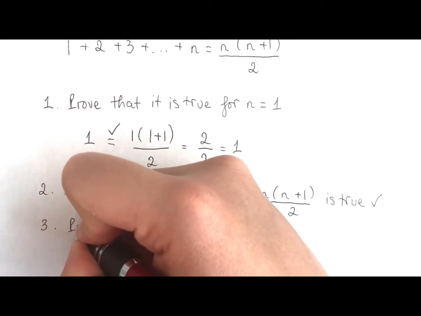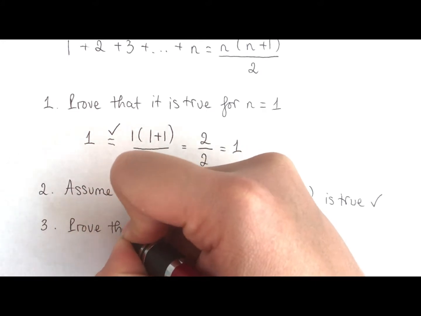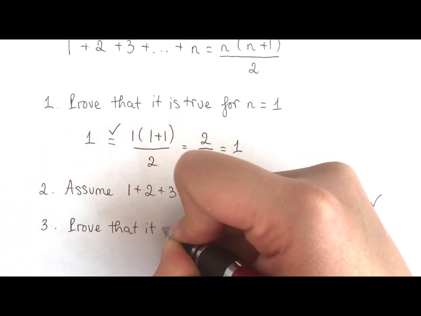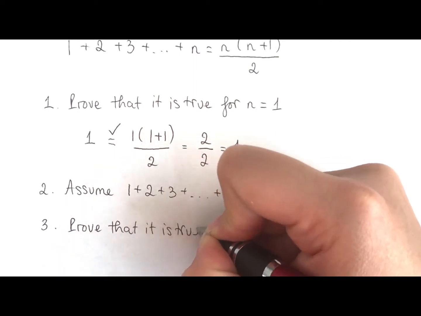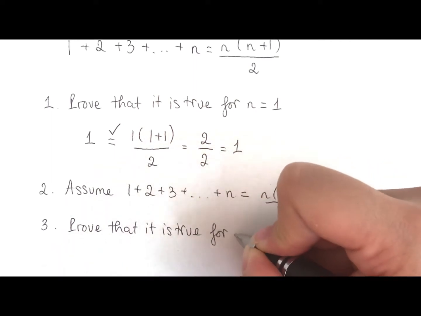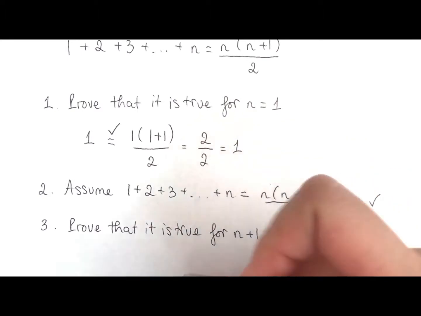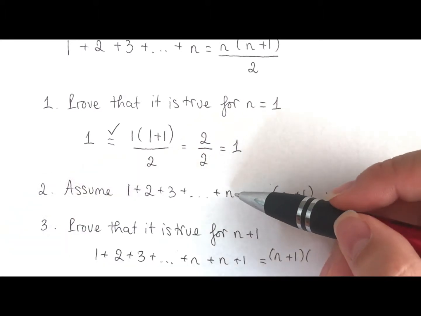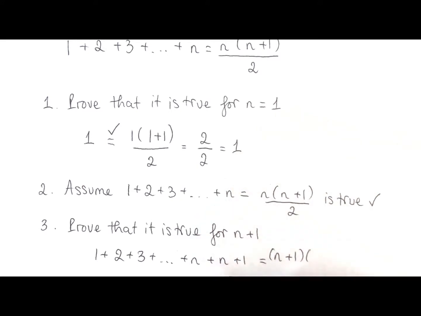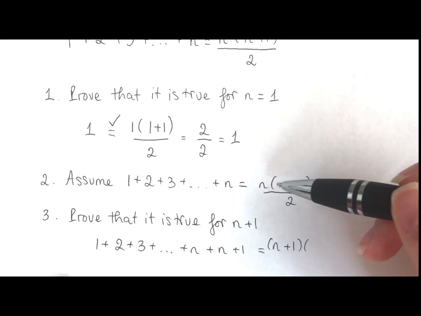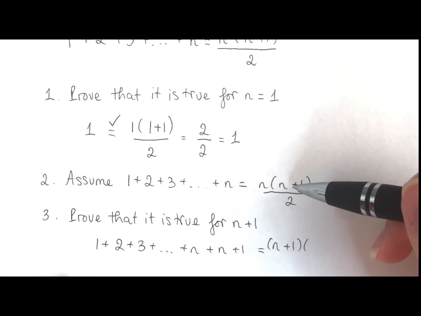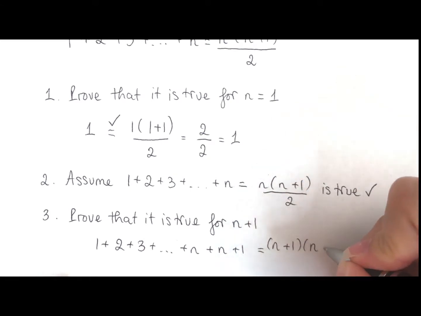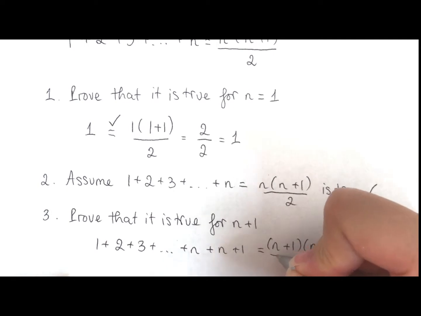This is when we prove that it is true for n plus 1. This also means that you're going to rewrite the left hand side and then add n plus 1 in there. And then for the right hand side, instead of n, we're going to do n plus 1. And n plus 1, we're going to add another one, which is 2.